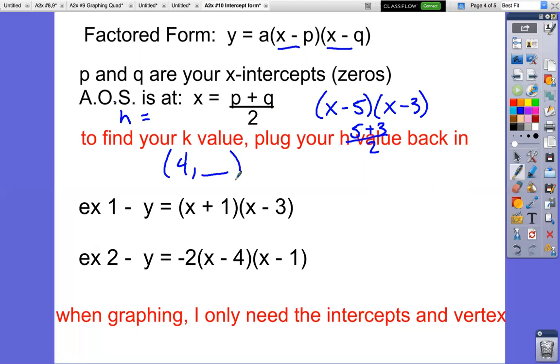Well, how would you find your Y value or your K value? What would you have to do? Plug it back into both of these and see what you get. Well, 4 minus 5 is negative 1 times 4 minus 3, which is 1, equals negative 1.